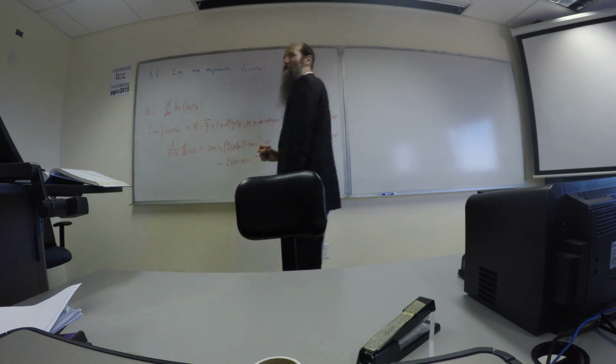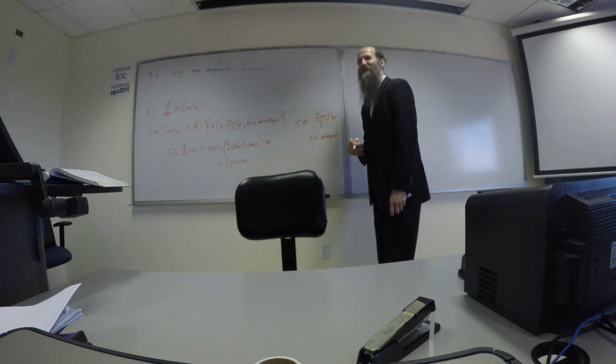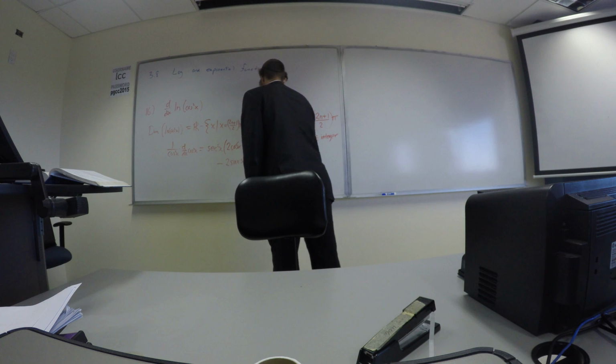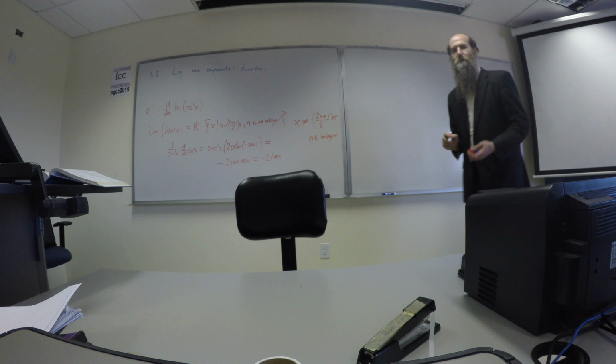Oh, wait, I have a question. Secant's 1 over cos, so sine times secant must be sine over cos. So we can write this as negative 2 tan. All right, go ahead. You were saying, Cornejo.